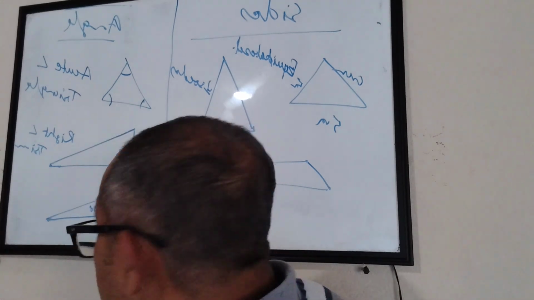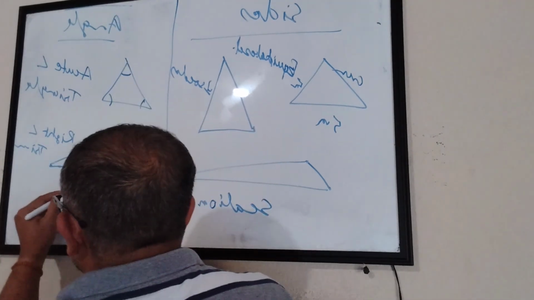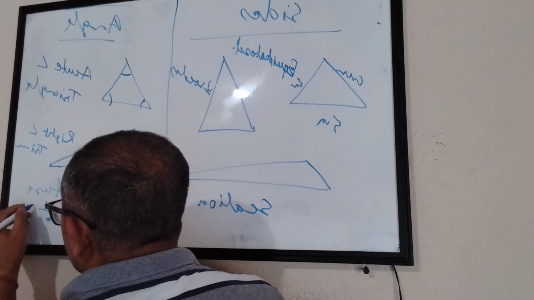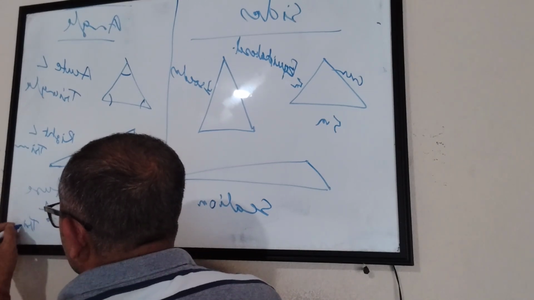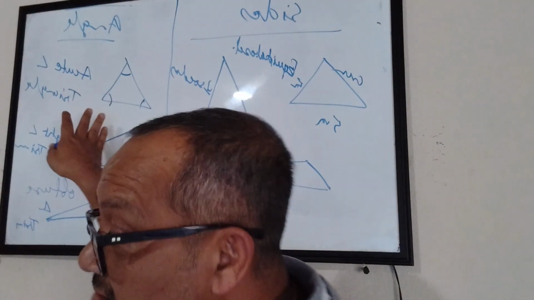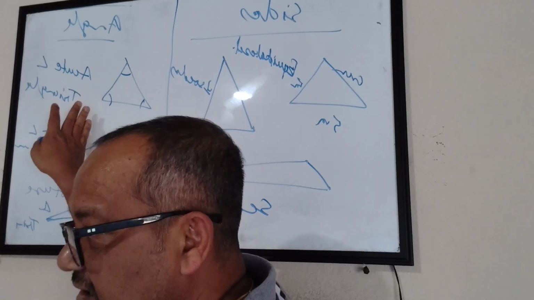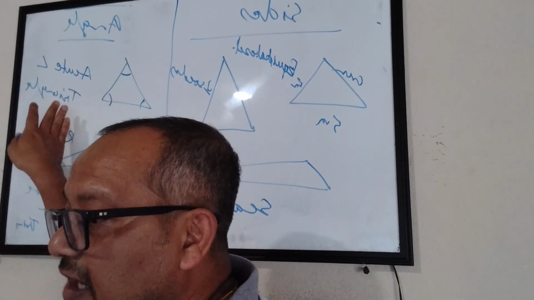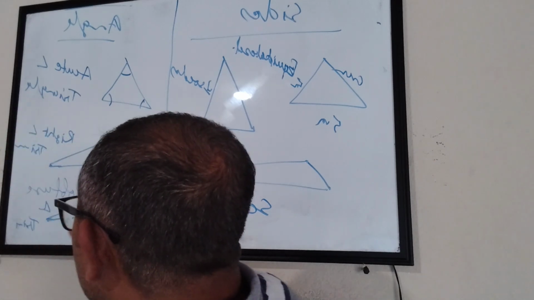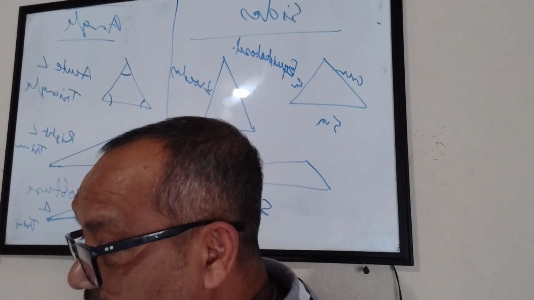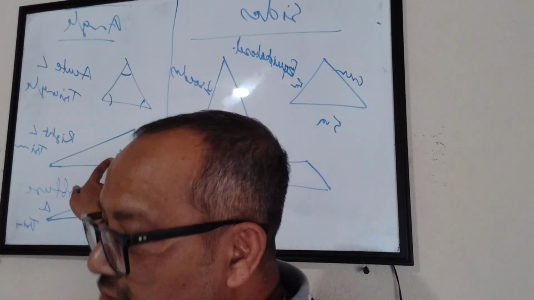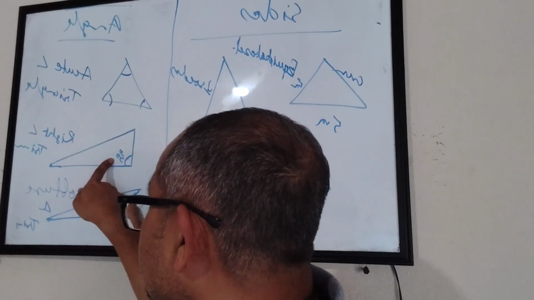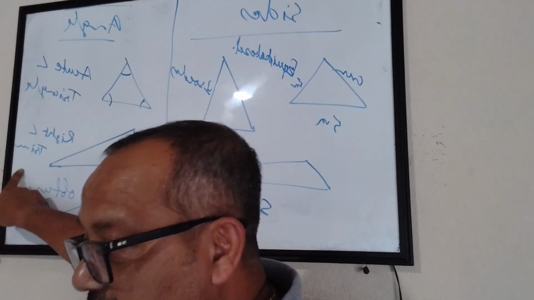See, look at this definition. When all the angles are small, less than 90 degree, all the angles are acute angle, it's called acute angle triangle. When only one angle is 90 degree. You cannot have more than one angle is 90 degree, okay? So that's why I'm saying only one angle is 90 degree, then that is called right angle triangle.